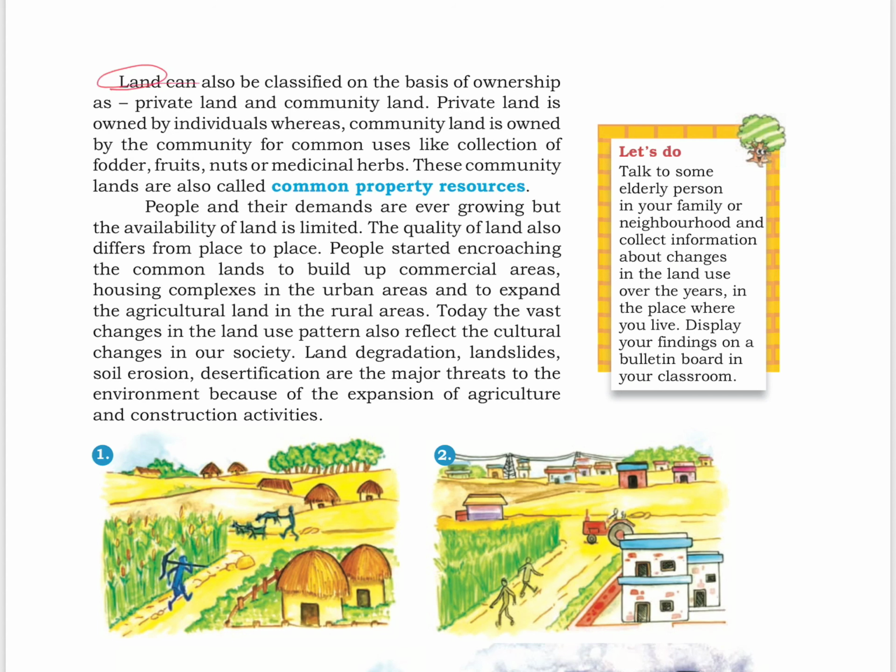Next, land can be classified on the basis of ownership as private land and community land. Private land is owned by individuals, whereas community land is owned by the community for common use, like collection of fodder, fruits, nuts or medicinal herbs. These community lands are also called common property resources.